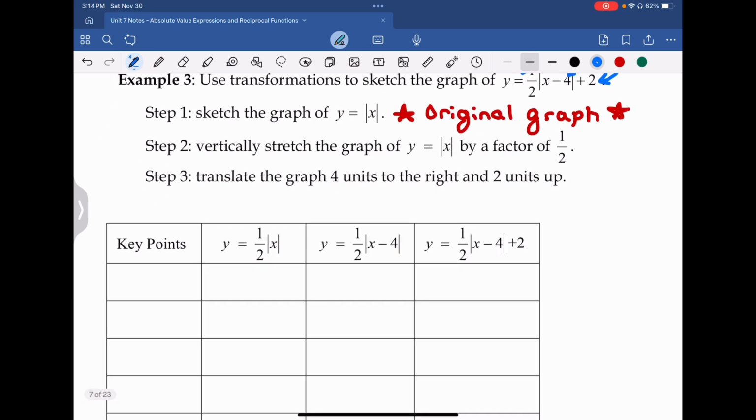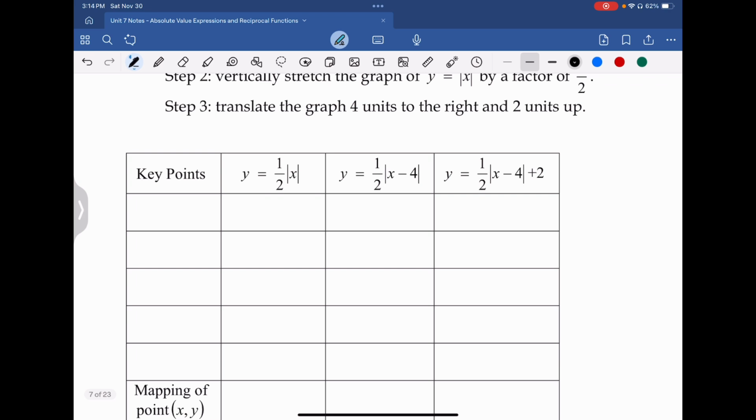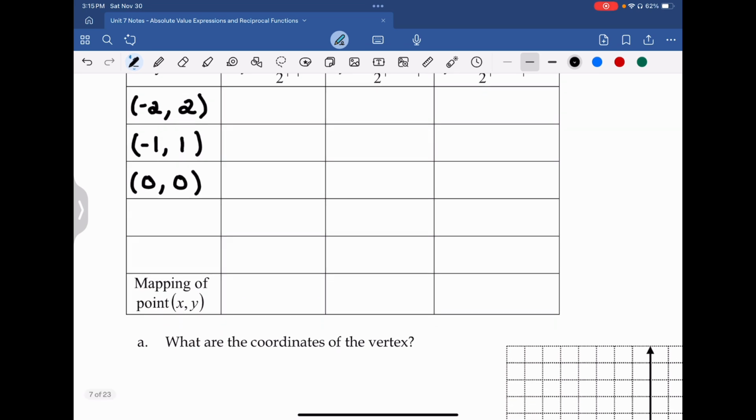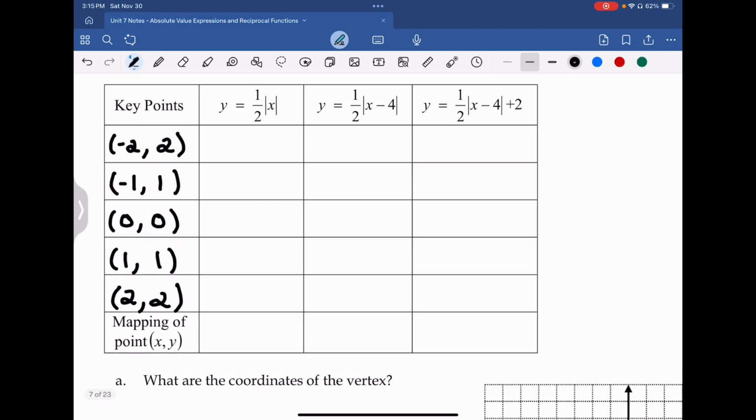This is no different. Now, on the original graph of y equals the absolute value of x, these are the key points. If x was negative 2, then we had positive 2. We want to consider it a one-to-one relationship, right? So for all of these, it's one-to-one. Negative 1 meant it was positive 1. Then 0 and 0, if it's centered at 0, 0, which is the origin, we're good. Then x is positive 1, the absolute value of 1 was 1. If x is 2, the absolute value of 2 is 2. Therefore, these are the original key points that we want to consider.